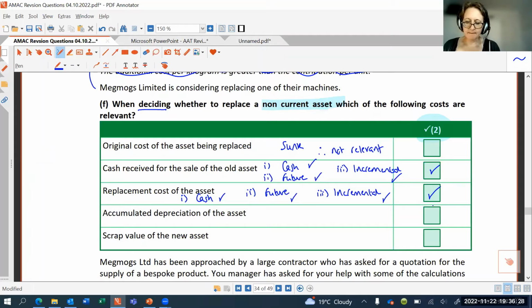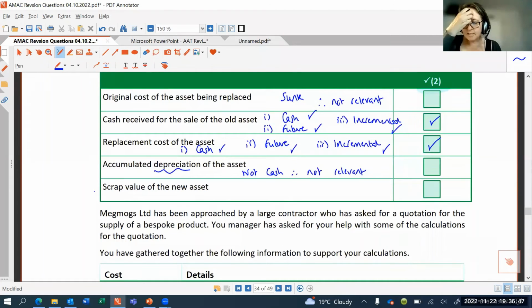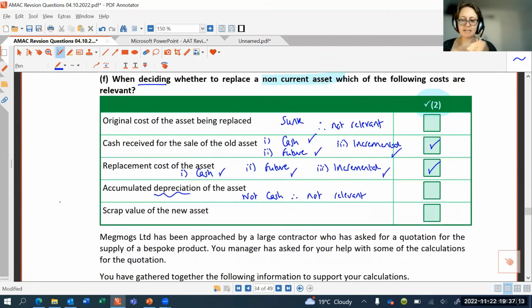I then just want to rule out the others. So accumulated depreciation of the asset. Well, depreciation is not cash, therefore not relevant. So I can get rid of that one. And then the scrap value of the new asset. Well, that might be relevant in calculating my depreciation charge if I'm going to do some sort of straight line depreciation. But the scrap value of the new asset, I'm not going to be scrapping the new one, am I? I'm going to be scrapping the old one in order to buy the new one. So I'm going to say that is not relevant to my decision today, where I want to decide whether to replace the asset or not. That might be relevant at some future stage, not relevant now.